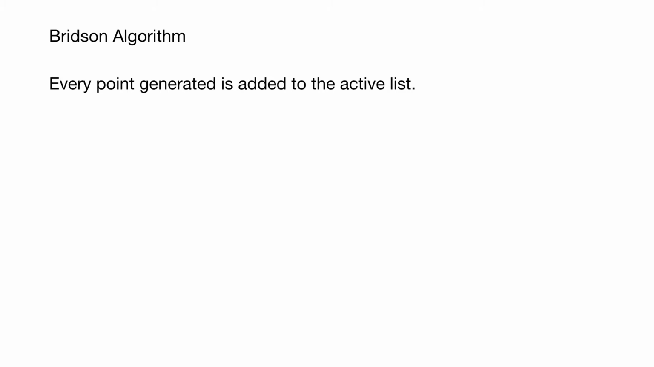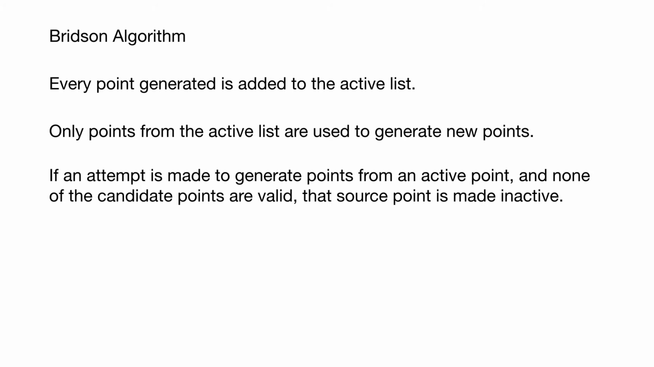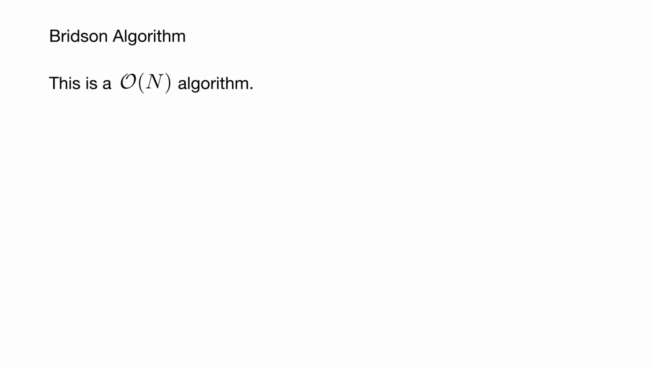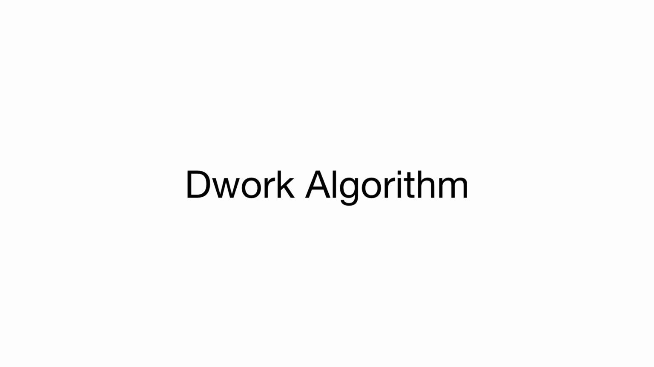Every point generated is added to an active list. Only points from the active list are used to generate new points. If an attempt is made to generate points from an active point, and none of the candidate points are valid, that source point is made inactive. Once there are no longer any active points, the algorithm is complete. This is a big O of n algorithm. It is lightning fast. The bad news, though, is that it cannot generate a variable density set of points, and that leads to the work presented here.